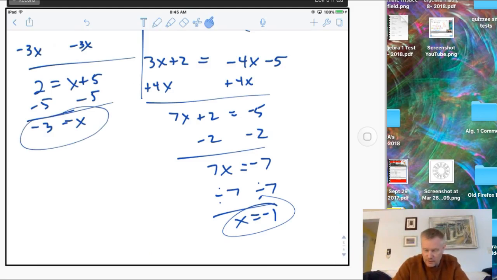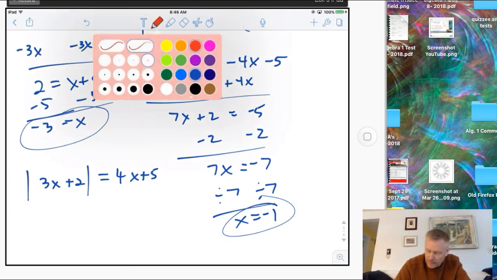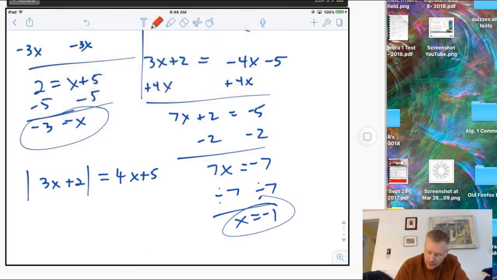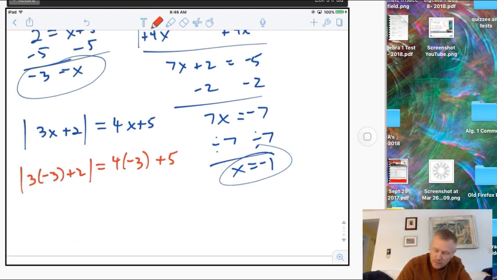Now, it's good to double check these ones, all right? Because some funny things happen when you got those variables on both sides like that. So let me just rewrite this equation for 1 minute. I got the absolute value of 3x plus 2 equals 4x plus 5. All right, now inside I put the, I'm going to use the negative 3 first, okay? So I got 3 times negative 3 plus 2 equals 4 times negative 3 plus 5. Okay, and what do I get when I do that? This is just checking my solution here.